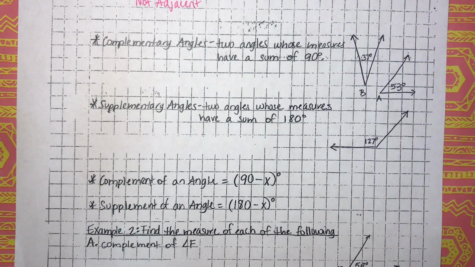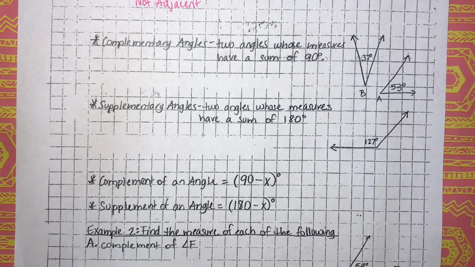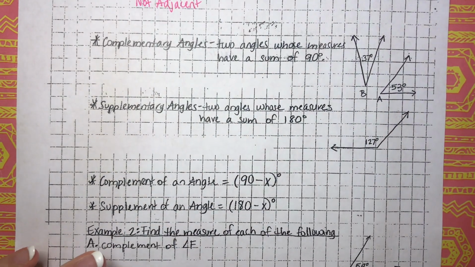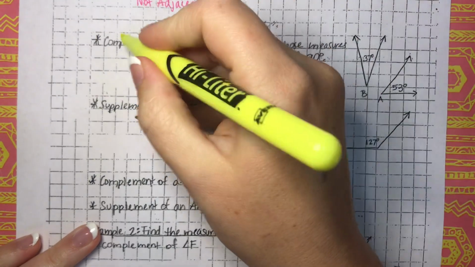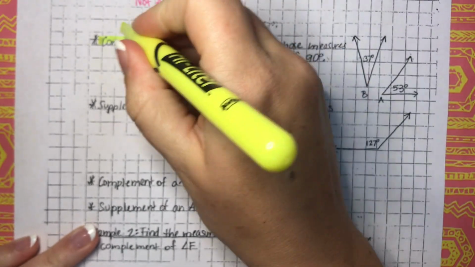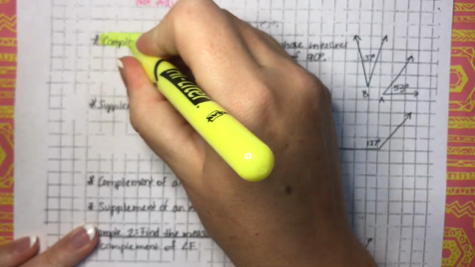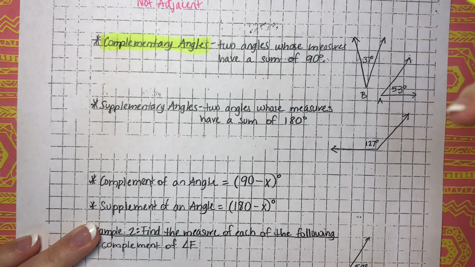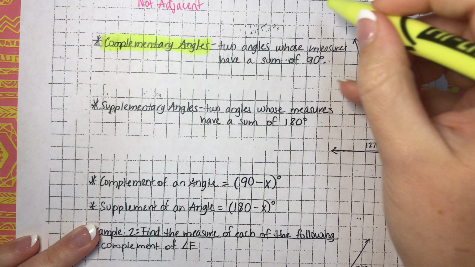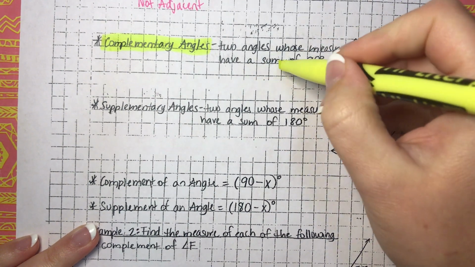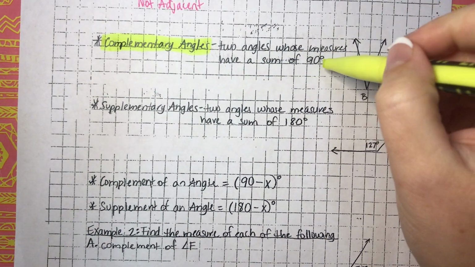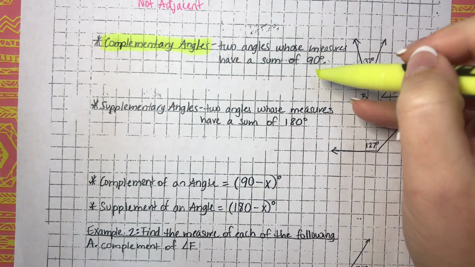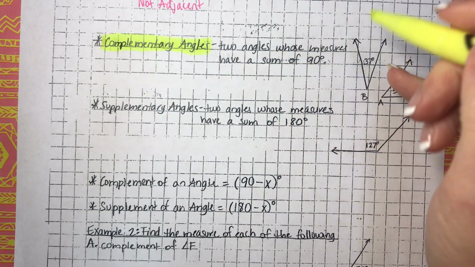All right, we're back and ready to talk about example 2. But before we do, we have to talk about a few vocabulary terms. So the first term we're going to talk about are complementary angles. Have you ever heard that before, complementary angles? Does anybody know what complementary angles are? Complementary angles are two angles whose measures have a sum, remember sum is adding, of 90 degrees. So two angles whose measure have a sum of 90 degrees. That means two angles that add up to 90.